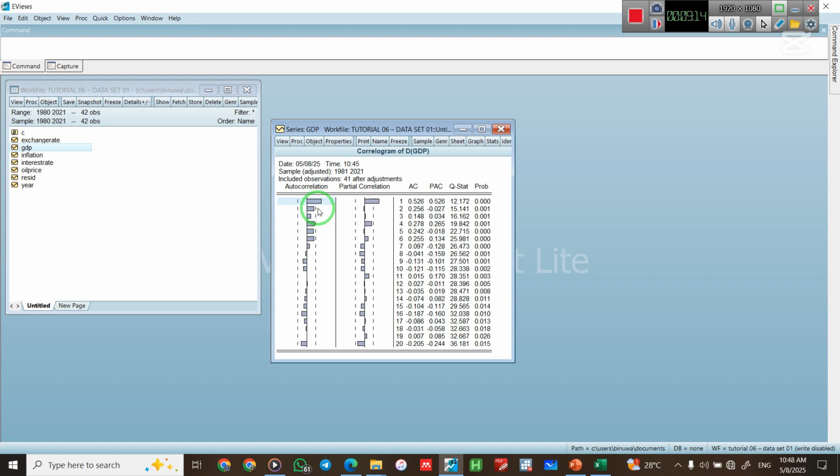So to determine the order of the MA model, you have to use the autocorrelation function, and in the autocorrelation function you have to look at two things. First, you have to make sure that there is no systematic pattern in this autocorrelation function, and then you have to identify which lag terms go beyond the significance level. In our case there is only one lag that goes beyond the significance level, so that is lag 1, right? So this is an MA1 model.